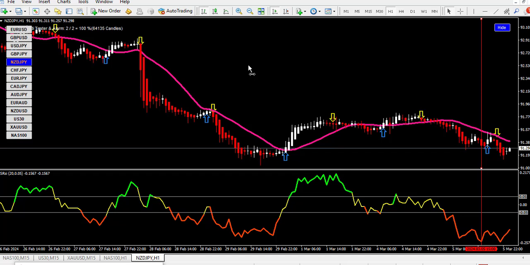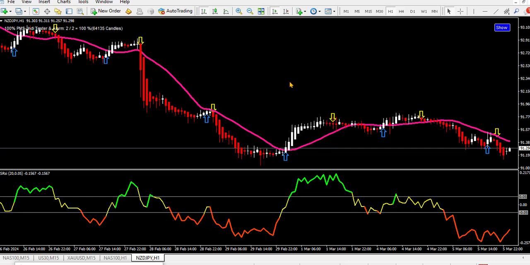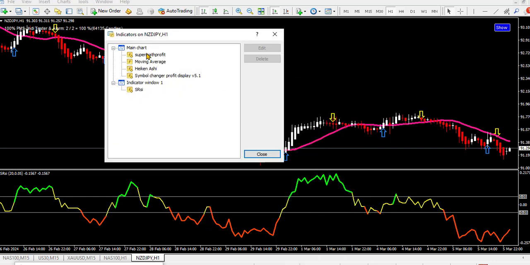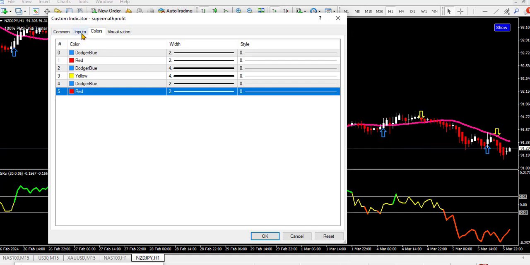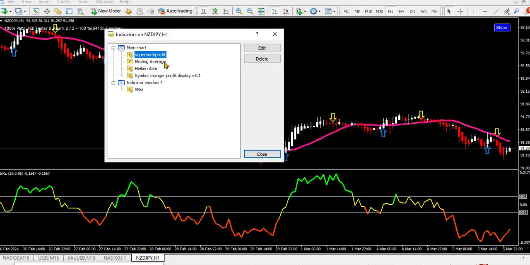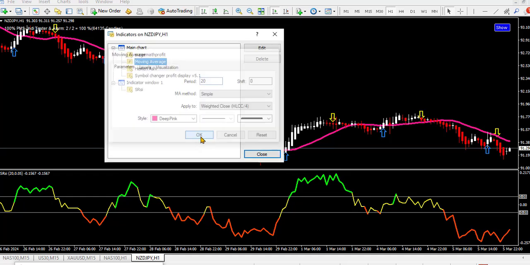So let me show you all the indicators that I use for this particular strategy, and the download links to all the indicators are in the video description. I did include my template. Make sure you check it out. So the number one indicator here is the Supermat profit indicator. These are the inputs, and these are the colors that did give us this arrow. And the second indicator is the moving average I have here, period 20, shift 0, MA method simple, apply to weighted close, and I use deep pink color.